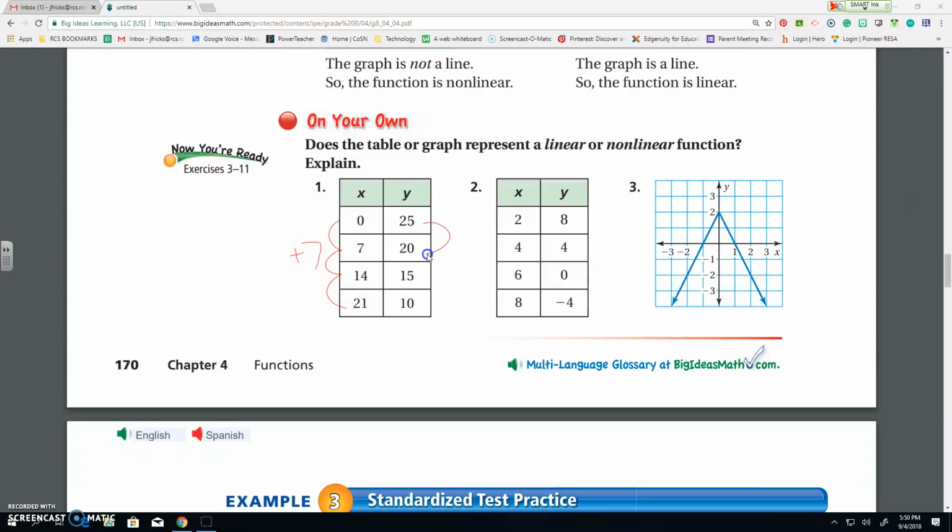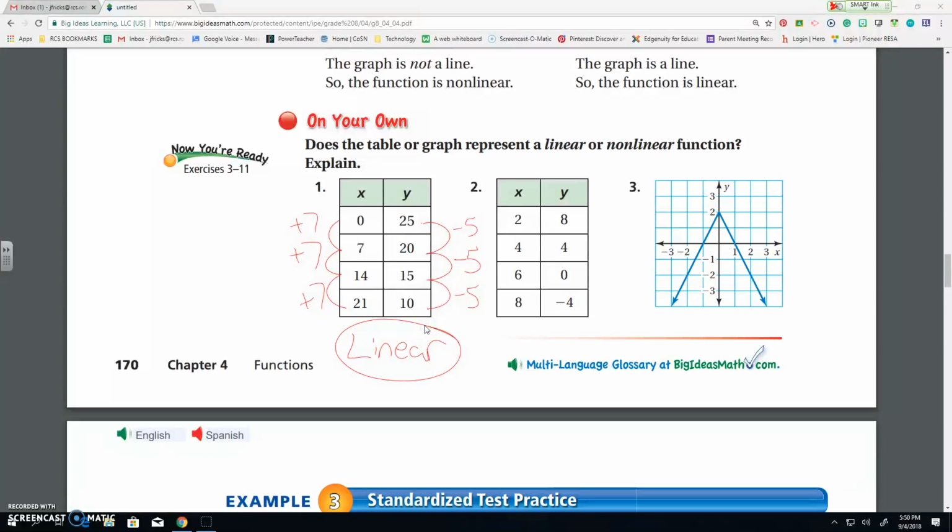So we got 25 to 20, 20 to 15, and 15 to 10. So here we're decreasing, so we're subtracting. And if you notice, we go down by 5, down by 5, down by 5. So we're subtracting 5. So if it's subtracting 5 every time, which here it is, and it's adding 7 every time on this side, which it is, then that means this is consistent, therefore it is linear. And that would be your explanation.